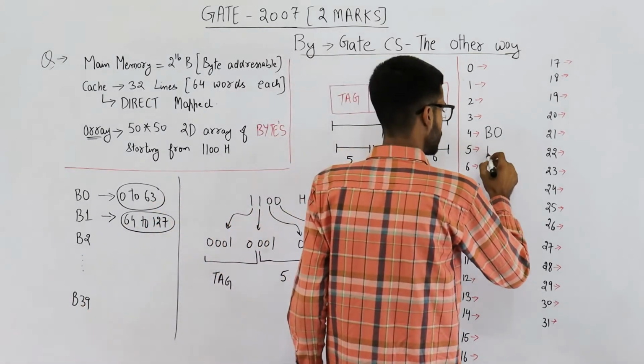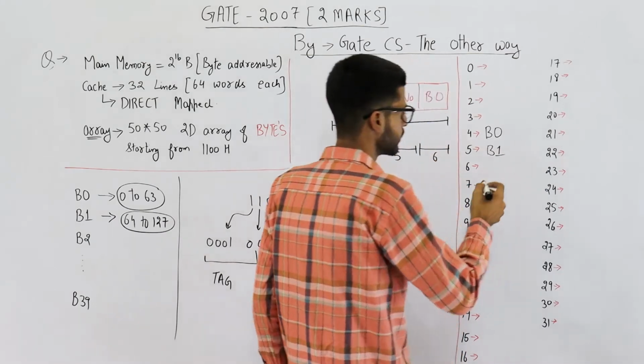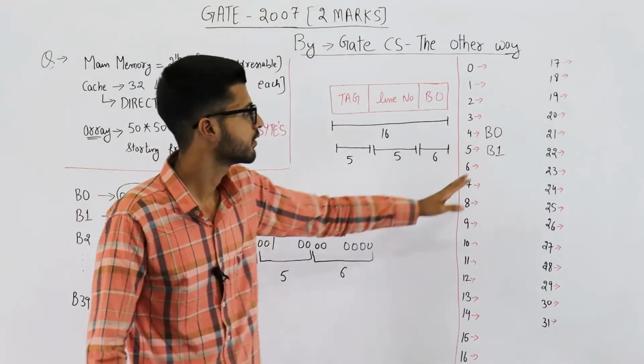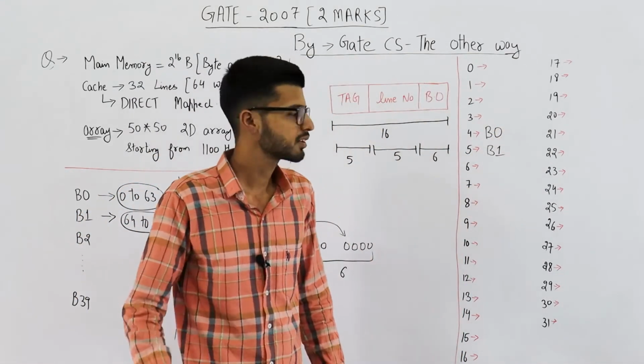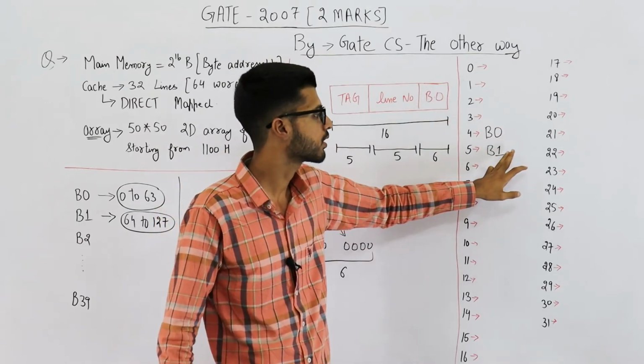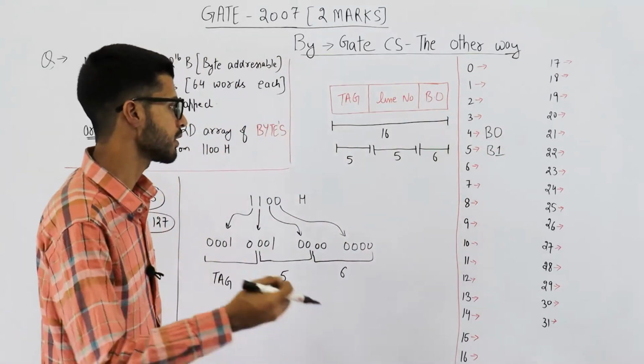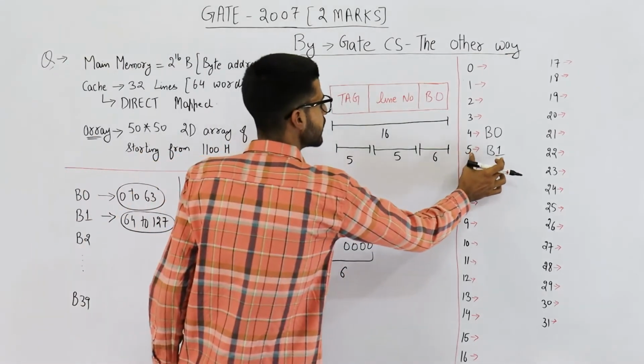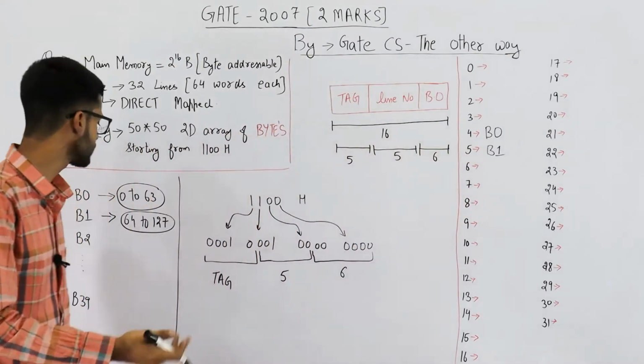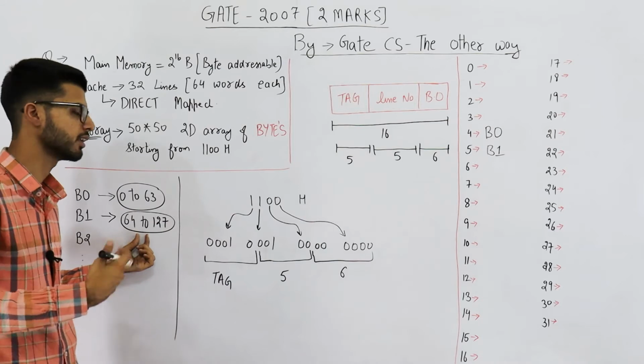So block number 1, which is actually the second block. If this is first, this is second, but we start counting from 0. So block number 1 will be brought into the cache and will be placed here. Now let's see which one will be the next access.